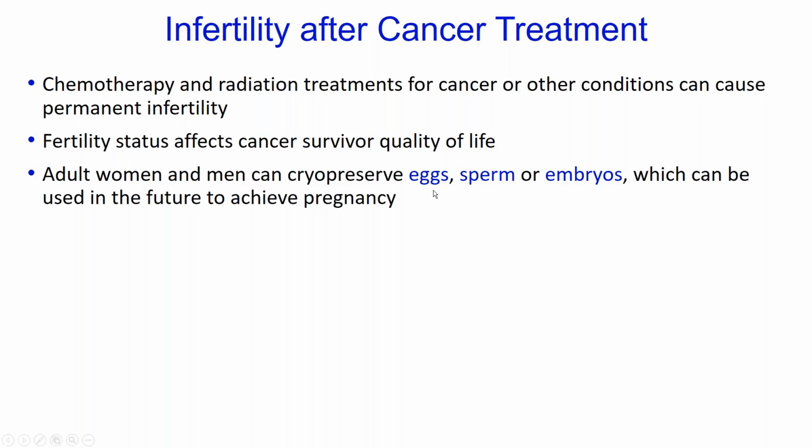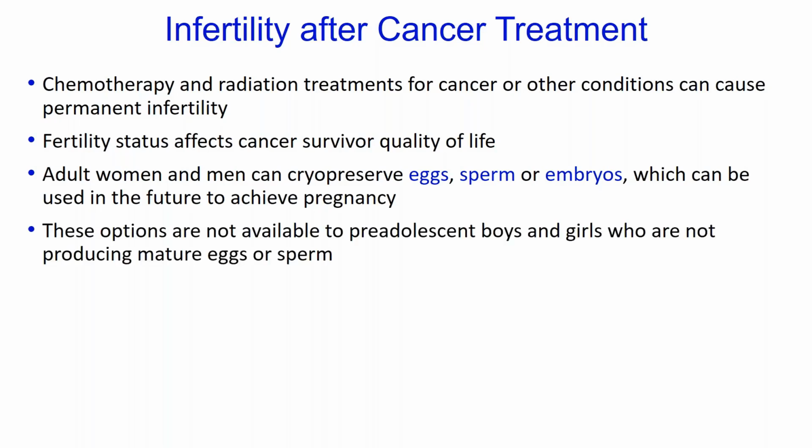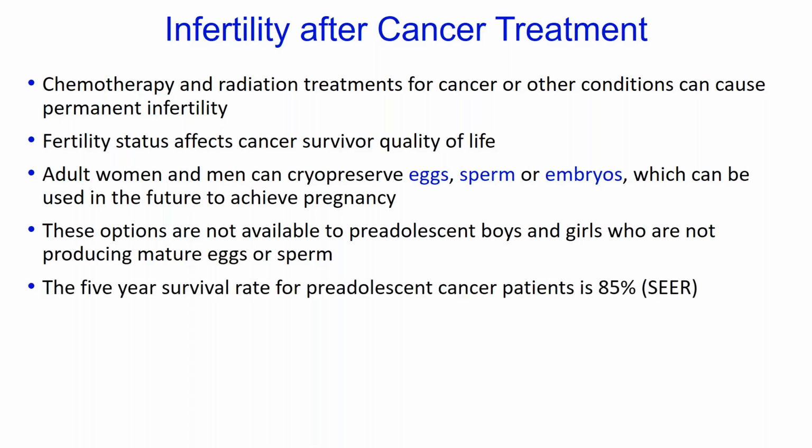And for adult patients, those options include cryopreserving eggs, or cryopreserving sperm, or cryopreserving embryos, which can be used in the future to achieve pregnancy using assisted reproductive technologies. But these options are not available to pre-adolescent boys and girls because they're not yet producing mature eggs or sperm.